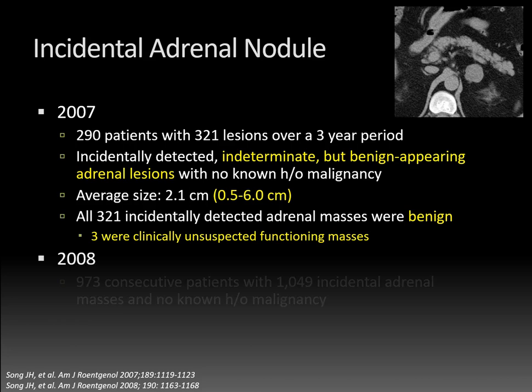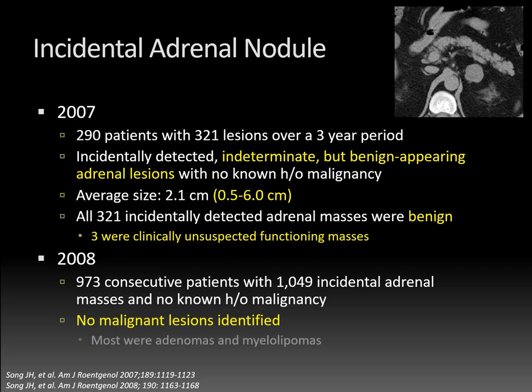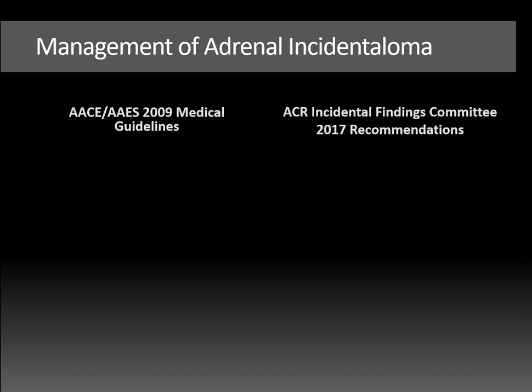Dr. Song did a study the following year evaluating over 1,000 incidental adrenal masses, also in patients with no known history of malignancy. And also, these patients had no malignant lesions identified. Most of the nodules identified were adenomas and myelolipomas, benign. So these studies and multiple subsequent studies have brought about the development of 2 major follow-up algorithms for the management of incidental adrenal nodules. We have the American Association of Clinical Endocrinologists and Endocrine Surgeons 2009 medical guidelines compared to the American College of Radiology Incidental Findings Committee 2017 recommendations.